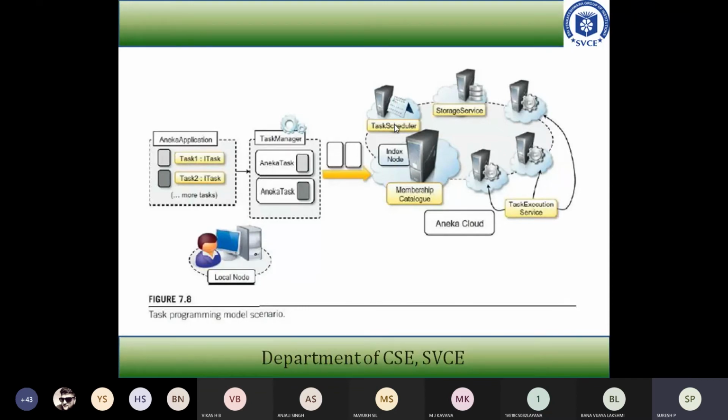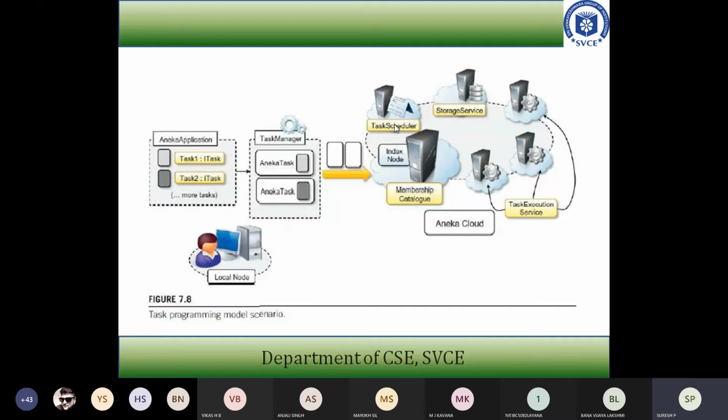Any available storage services, as shown in the figure, can be used as a staging facility for the application that will be running on the server. These features are provided by the task model, completely through web services that allow any client to submit the execution of tasks to Aneka. That's how the task is scheduled with respect to Aneka.